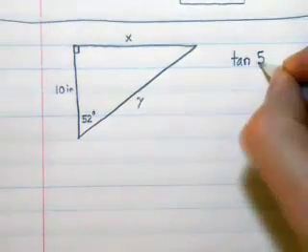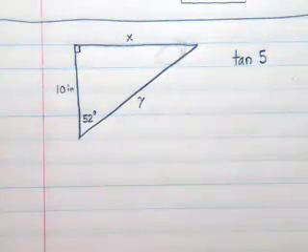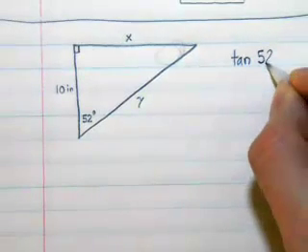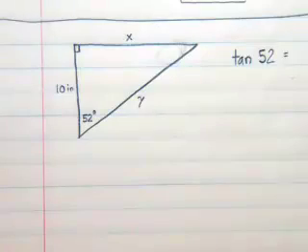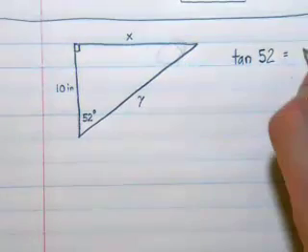You could find this one, though, if you wanted to, right? It'd have to be 38. Anywho, for right now, we'll go tangent 52. So if I'm going with the 52, it's going to be equal to what over what in this triangle? Adjacent, x over 10.